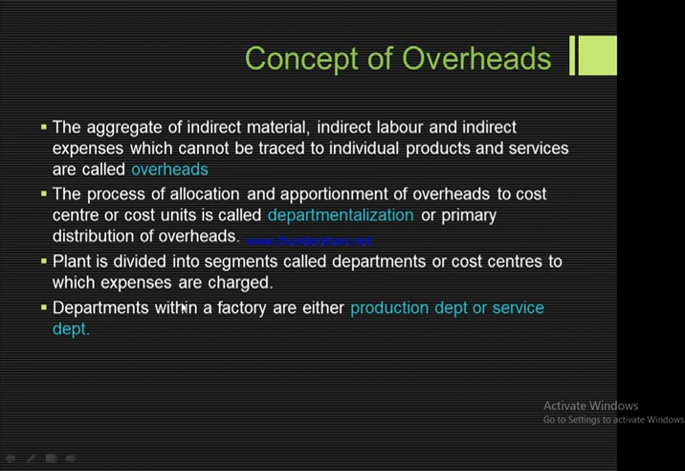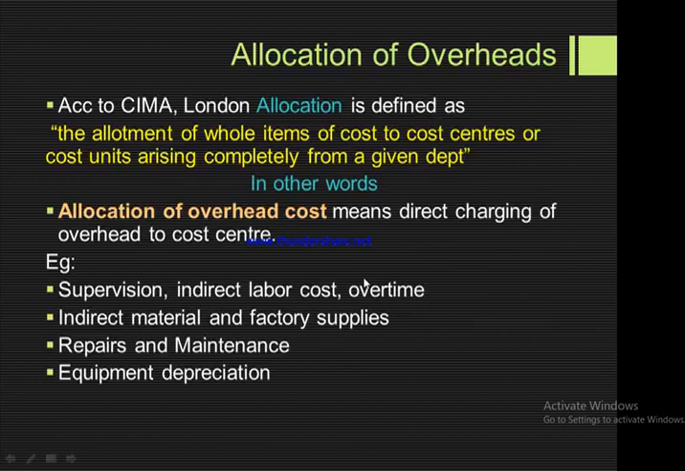Based on that, what is the relative share of each of these departments, through which they try to apportion or allocate that particular overhead and assign it to the product. So the concept of allocation of overhead is something of this kind. When the whole item of the overheads can be assigned to the cost center, then we say it is an allocation of overheads.